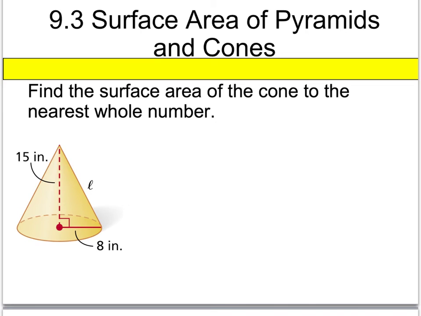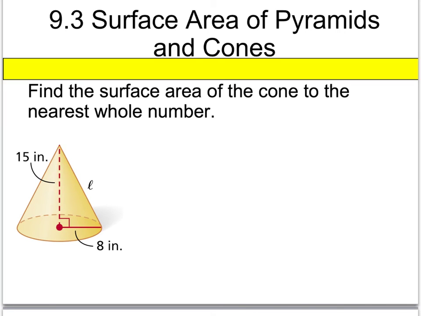Okay, find the surface area of the cone to the nearest whole number. So, given the information that you know, given the information that you need to know in order to find the surface area, try to find the surface area of this cone. I hope the first thing that pops into your head is, what is my slant height? I need to find my slant height to find surface area.